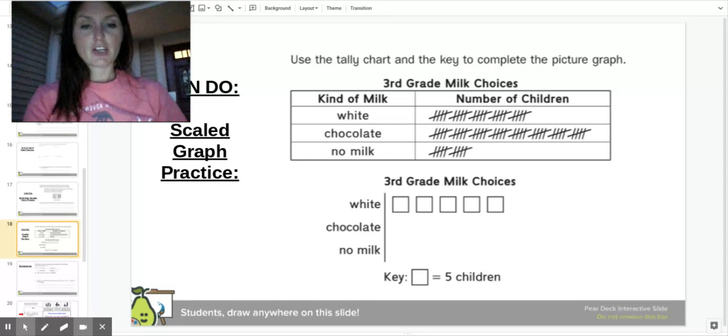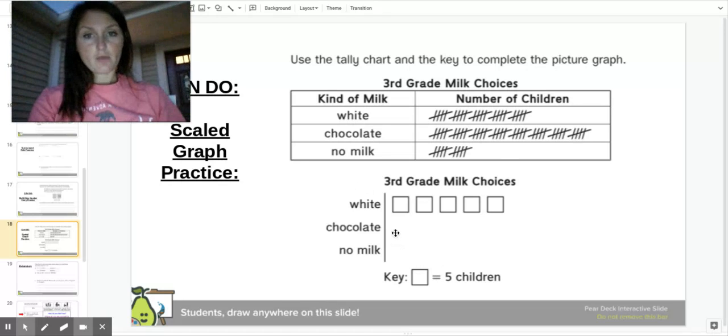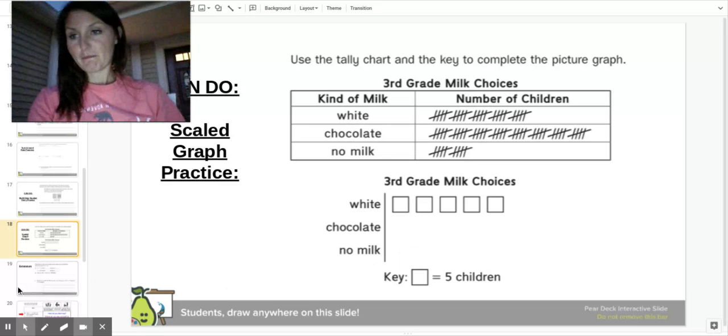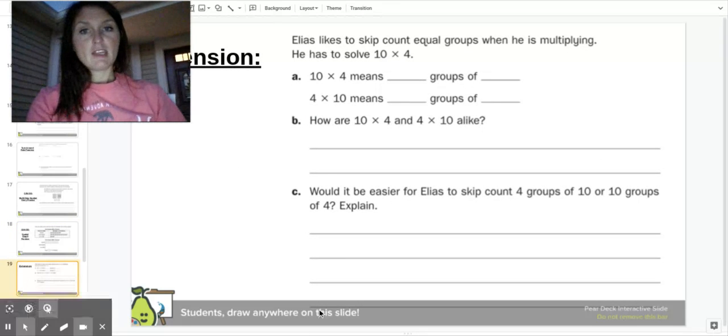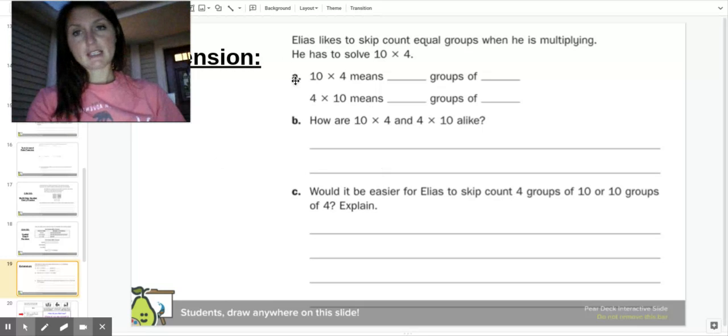Now it says you're going to use these boxes here, these squares, to fill in this. So how many people would choose chocolate? So how many boxes should go here? How many people chose no milk? So how many boxes would you put here? Right, and then here is another one that you can solve, and it's the extension if you would like to look at these turnaround facts, and explain a little bit more of how you could do 4 groups of 10 or 10 groups of 4.